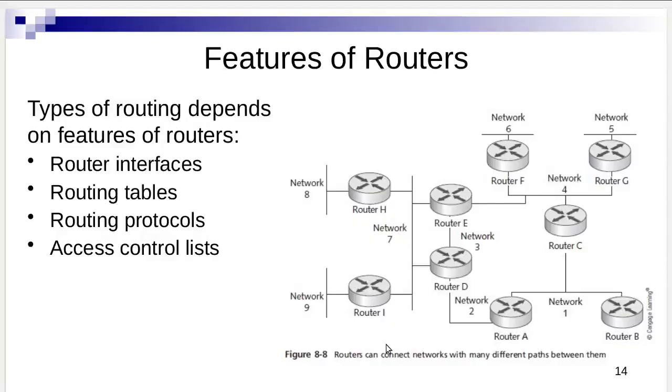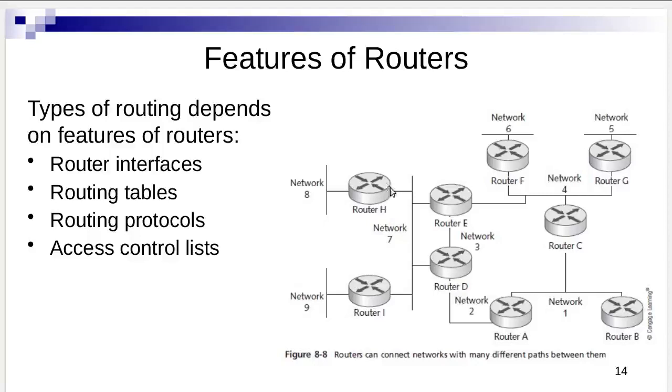Okay, so features of routers. There are types of routing that depend on the features of routers. Each router has to have at least one interface. Two or more is what you want for a router to be useful. Each router, similar to the way switches have switching tables, has a routing table, which is actually quite a bit more complicated, and we'll take a look at what routing tables are like. There are different routing protocols. There are routers that will control access of certain networks.